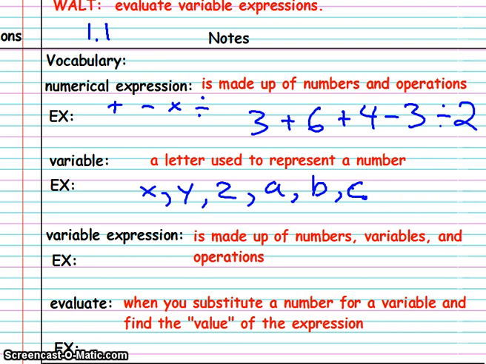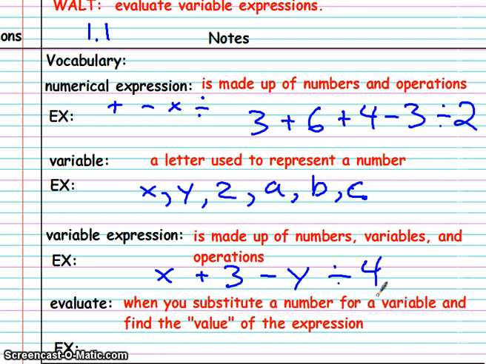So a variable expression, let's look at that definition, is made up of numbers, variables, and operations. So we may have something like x, because there's a variable, plus 3 minus y, and divided by 4. So we don't know what that is because we don't know what the values of x and y are, but if we were classifying that, that is a variable expression.